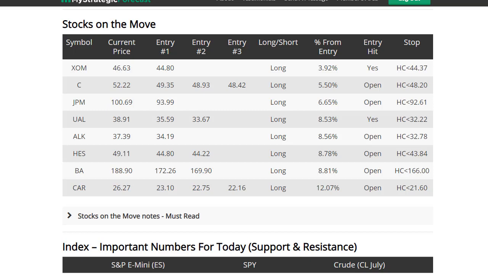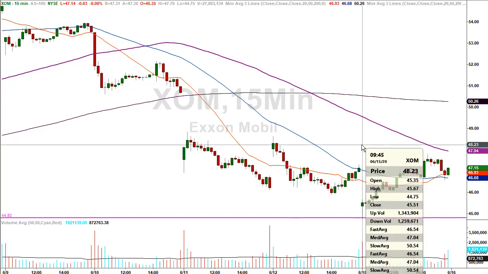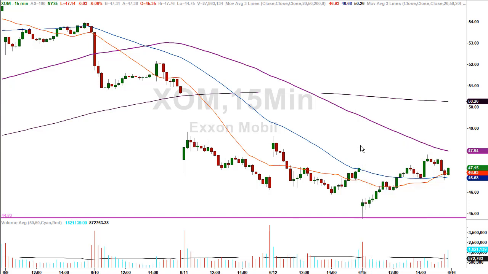So let's focus on the two that worked out, XOM and UAL. You can see the entry targets on the board. These are posted long before the opening bell. XOM at 44.80 and United Airlines at 35.59. Let's run over to the chart. There's your Exxon Mobil. How about low of day, 44.75, one full nickel below the suggested entry put on the board before the opening bell.